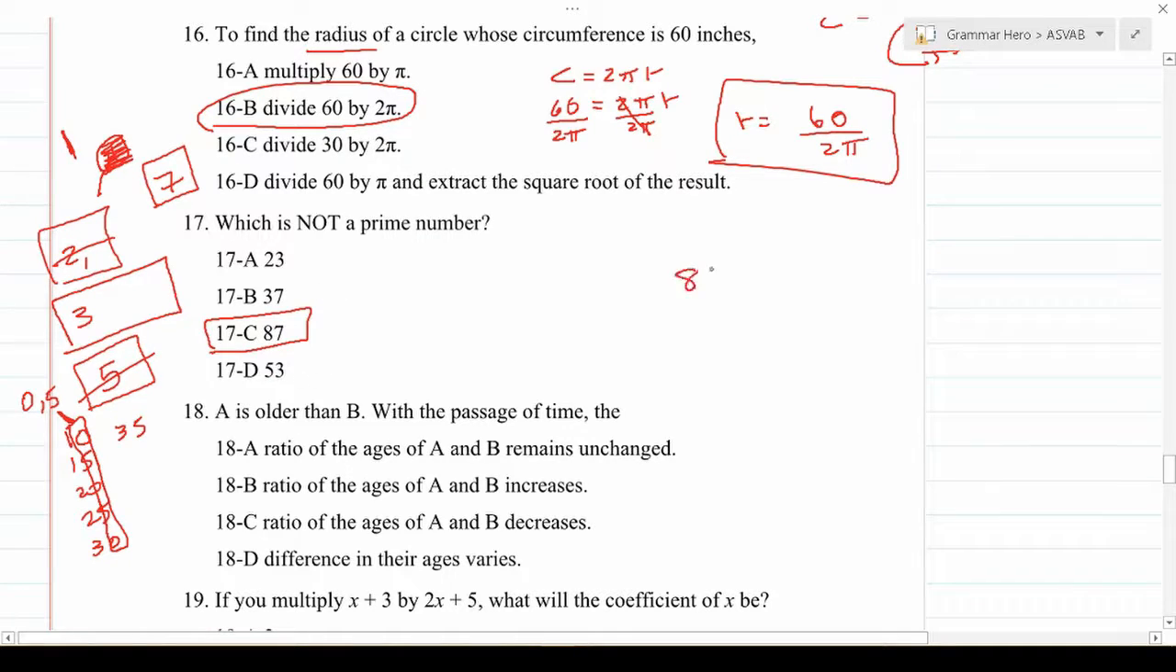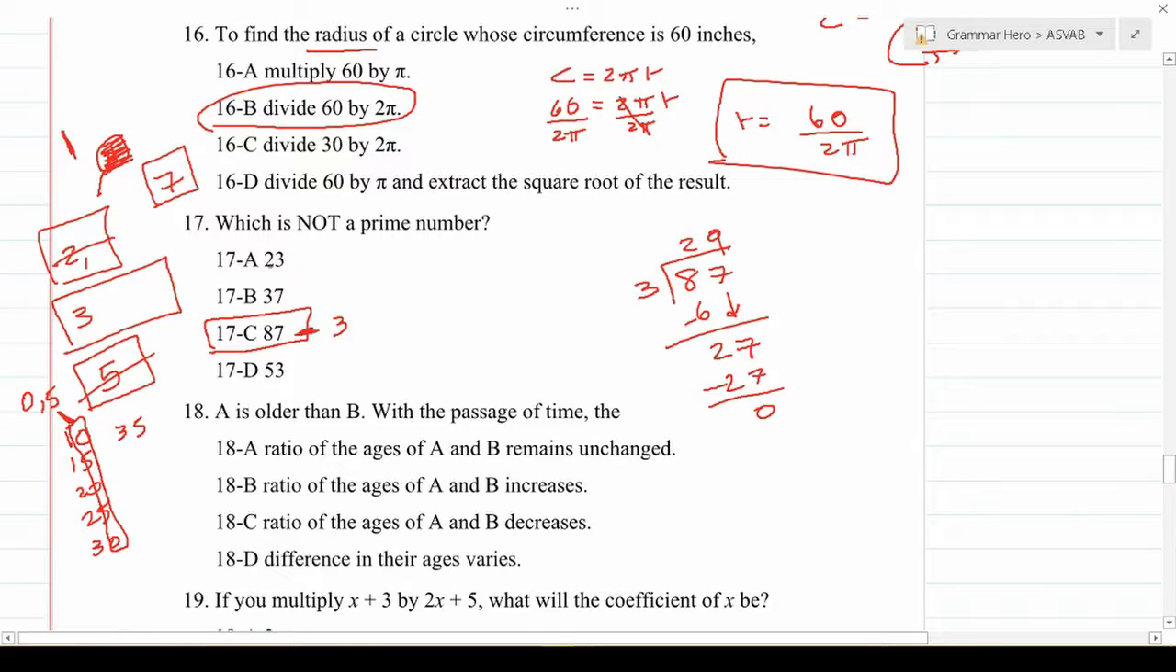Let's do 87 divided by 3. 3 goes into 8 2 times without going over. 2 times 3 is 6. 8 minus 6, of course, is 2. Drop down this 7. 3 goes into 27 9 times. 9 times 3, of course, is 27, so there's no remainder. So we can see right away 87 is divisible by 3, which means by definition it is not prime.